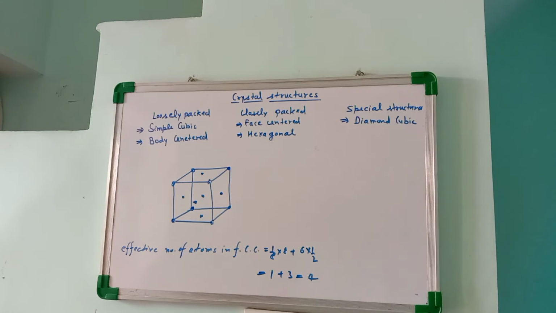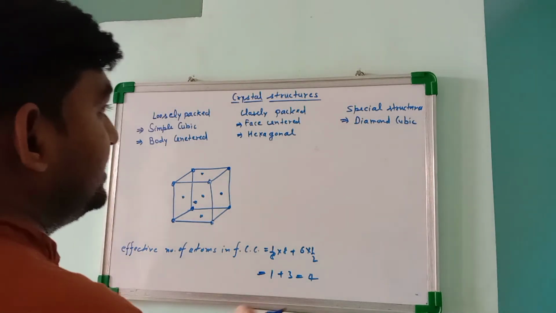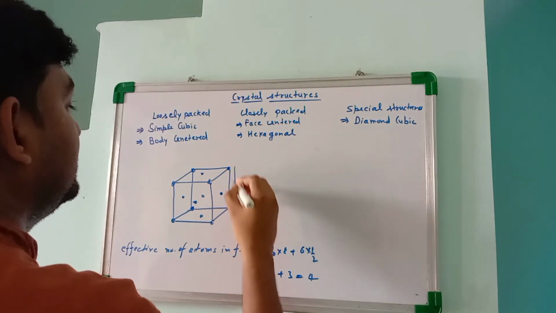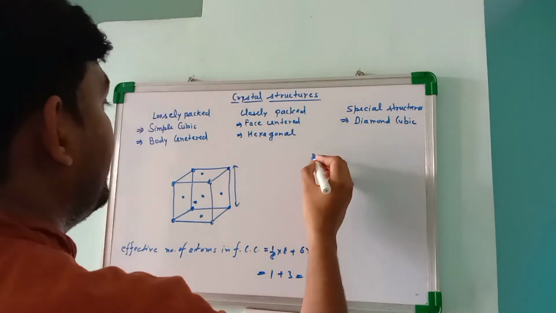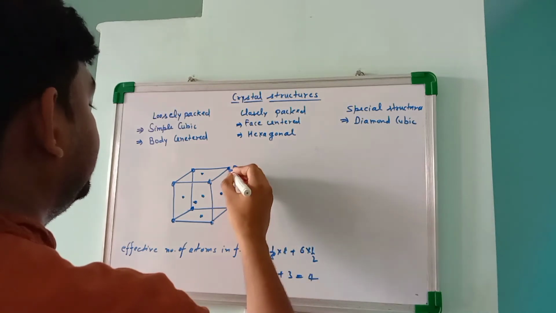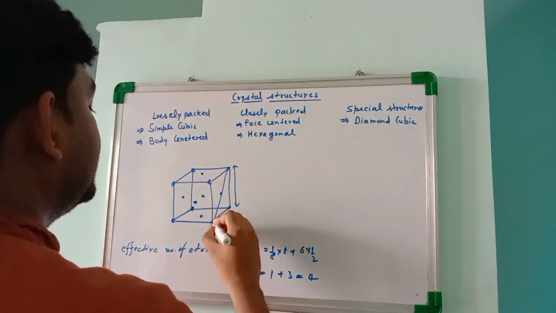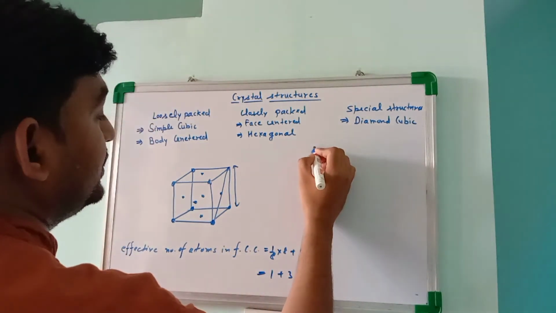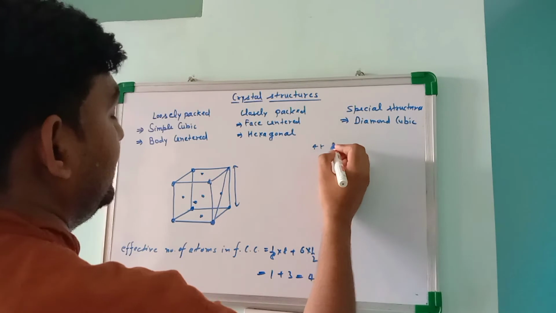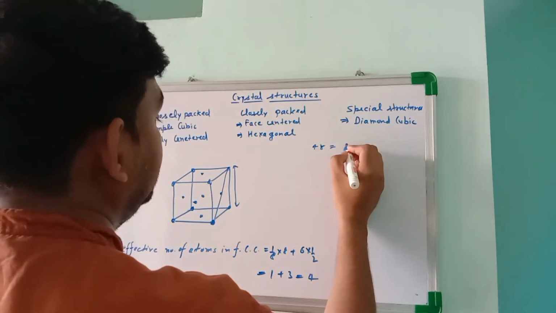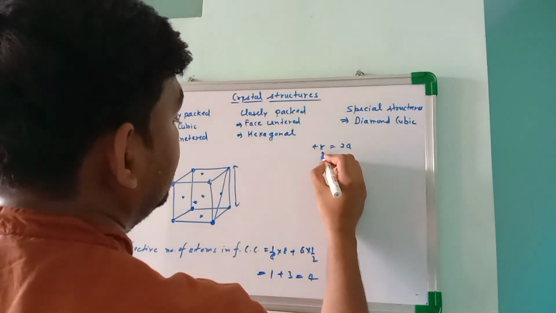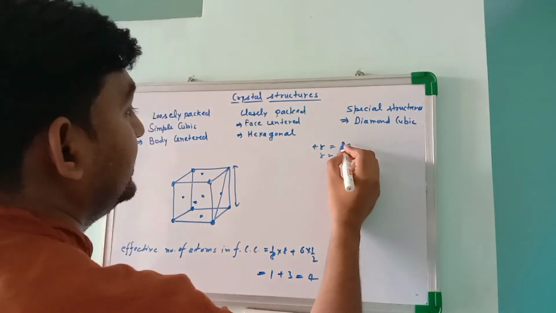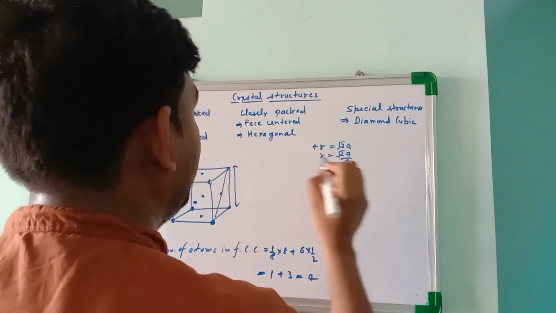Now we see the relation between the atomic radius and the cube edge length a. This is the face diagonal. The face diagonal is √2a, and this is also equal to 4r. So we get r equals √2a/4.